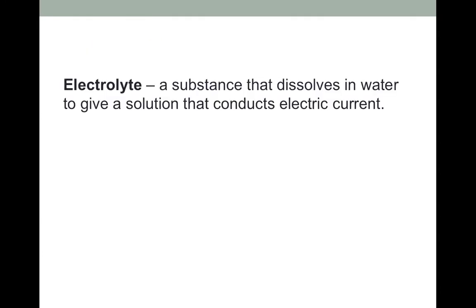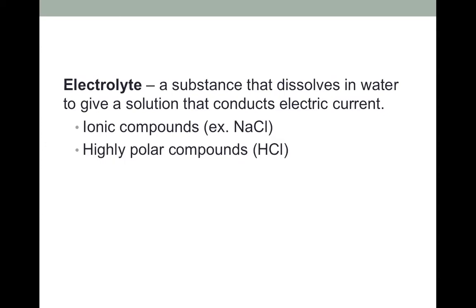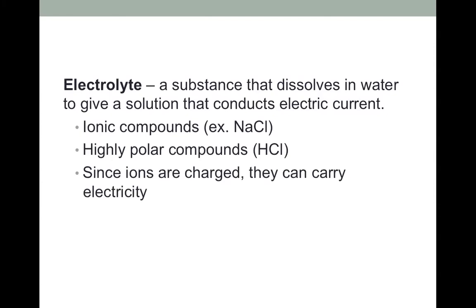If they make ions, they are called electrolytes. So something that makes ions, we also will find, will make electric current. So an electrolyte is a substance that dissolves in water, makes ions, and also conducts electricity. So obviously, ionic compounds can make ions, right? NaCl, salts. Highly polar compounds like HCl can make ions. And since ions are charged, they can carry electricity. This is the key for why electrolytes conduct electricity, because they are charged.